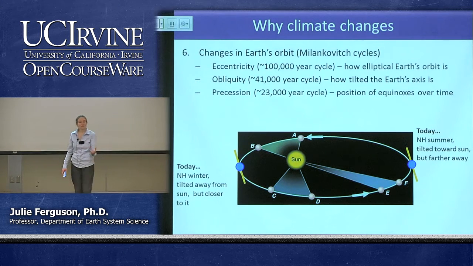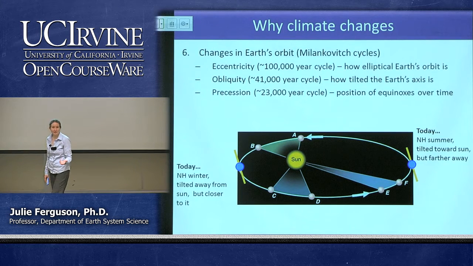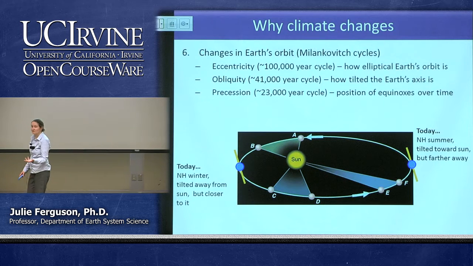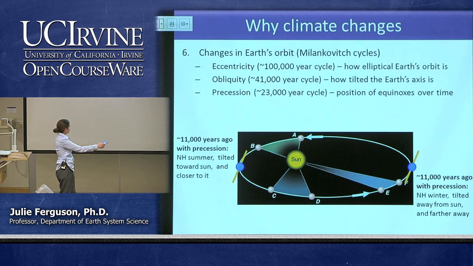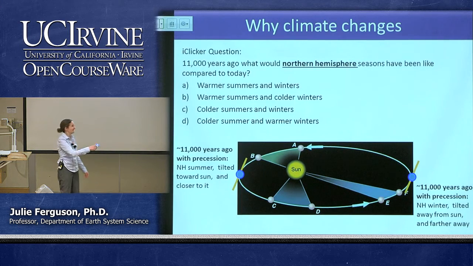So absolutely, 11,000 years ago, our seasons in the northern hemisphere were more extreme. In 11,000 years' time, our seasons will again be more extreme. Okay? Great, oh my goodness, you guys are great. I don't mean to sound that surprised.